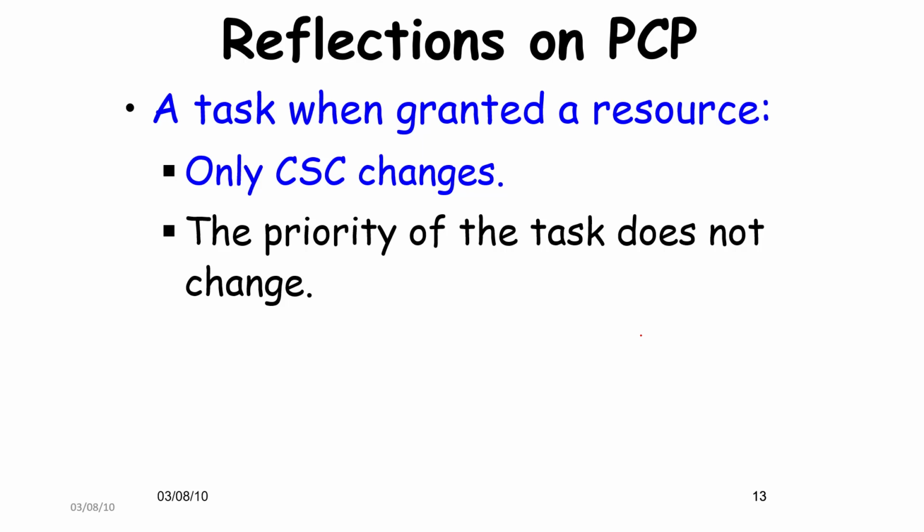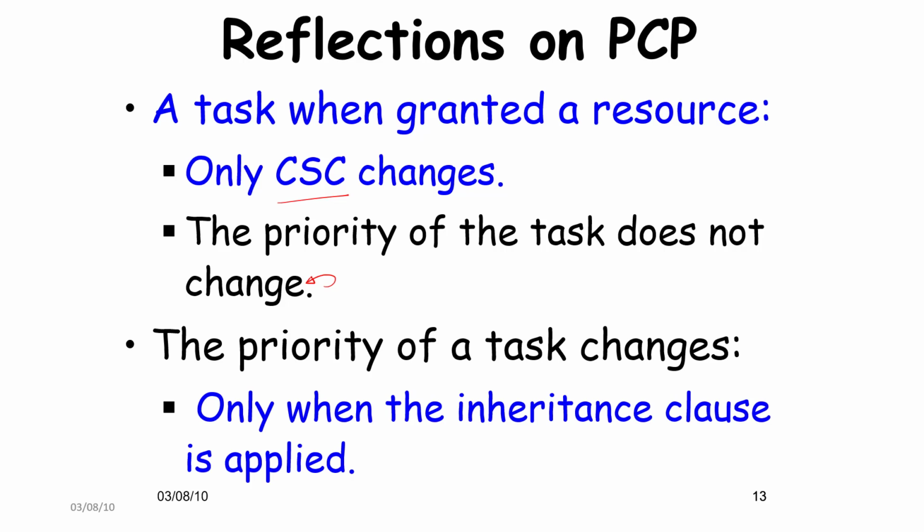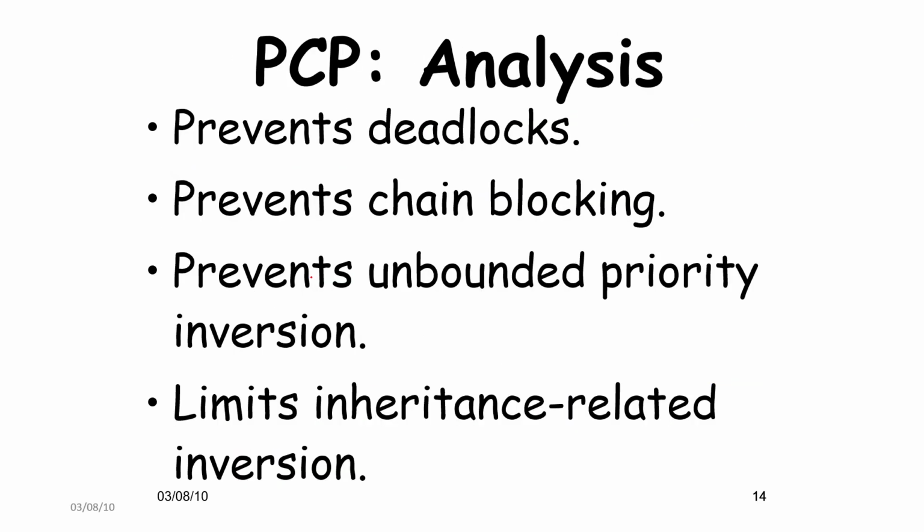So the reflections will be that when a task is granted a resource, only the CSC changes, right? That's all that changes. The priority of the task per se does not change, right? This is a key difference as compared to HLP, for example. But the priority of a task will only change when the inheritance clause gets applied, right? So when we see that the inheritance clause is applied, which means a high priority task is waiting on a low priority task, that's when the priority of a task changes.